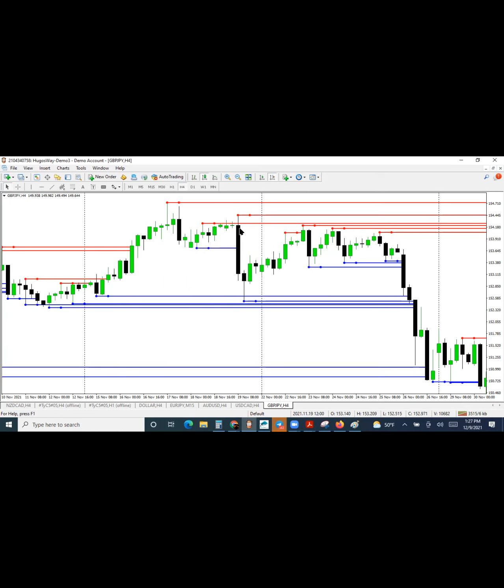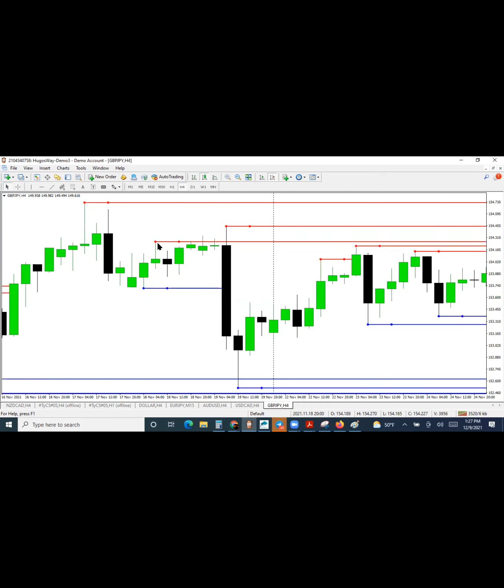So here I am. This is a fractal point and I'm looking to sell, right? I won't be selling in between. I want to sell from the peak. I want to sell in a situation where my stop loss is as small as possible and I can catch as many pips as possible in my favor, right? Let's magnify this a little bit more so you can see. So this is a fractal point.